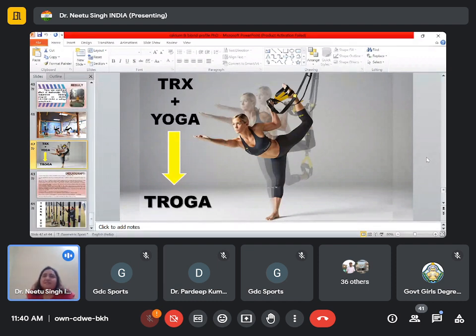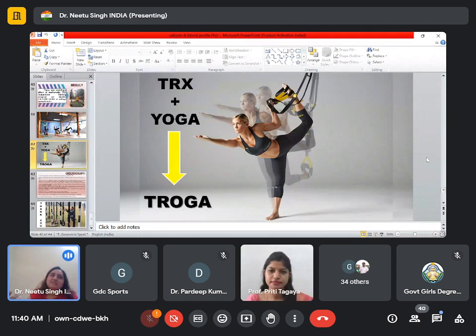It is very cost effective, and you can take the suspension trainer anywhere, and you can hang it on windows, doors, any pulleys, in gyms, outdoors, indoors, everywhere. So you can't have any excuse to forget your training schedules and programs. You can continue your training anywhere. So this is very, very helpful, and this is new in the world, Troga.